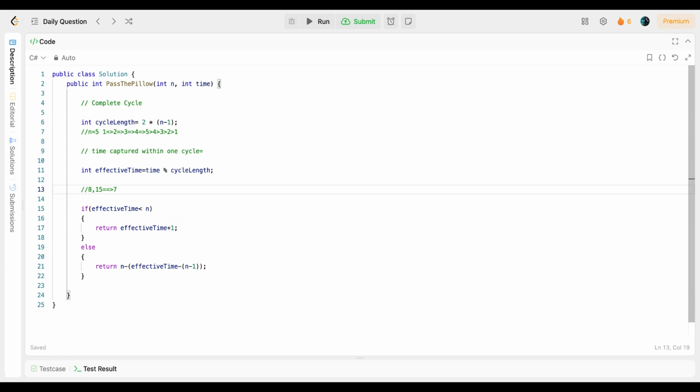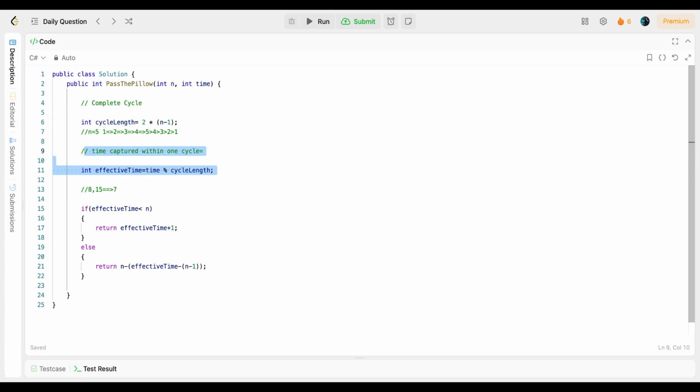First we calculate effective time minus (n minus 1). The effective time is 6 seconds, so 6 minus 4 is 2. Then n minus 2, so 5 minus 2 is 3. So at 6 seconds the pillow will be at the third person. This is the formula we use for the backward direction, and the other is the formula for the forward direction. The total logic is crucial to understand the cycle length and get the effective time, the remaining time in the current cycle, to calculate the position of the pillow.